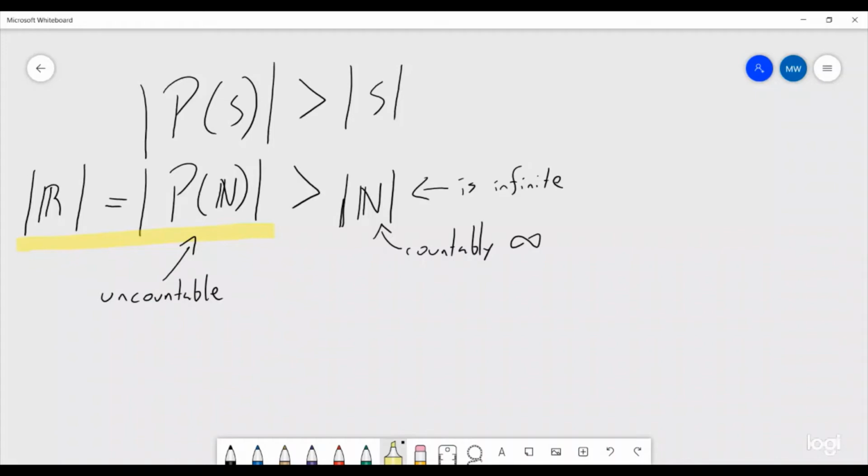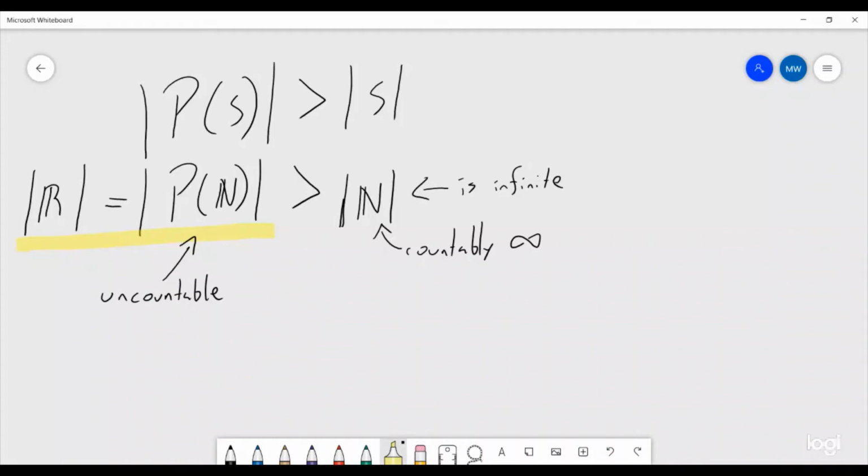So on a test, we wouldn't have to show why they're equal, we just have to know that they are equal to each other? Yeah, it would be unlikely that you would be asked on a test to prove the real numbers are the same size as the power set of the natural numbers. It is unlikely that that would be a test question.